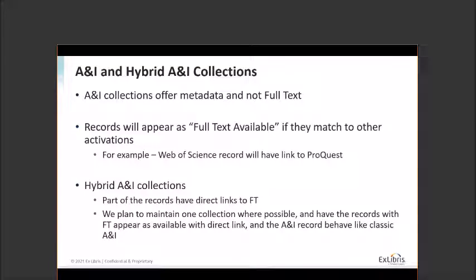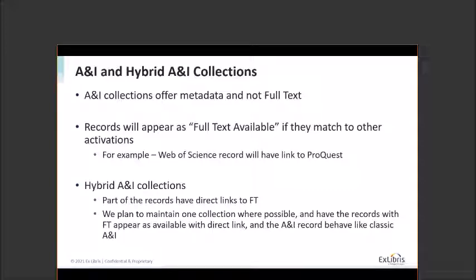In the last two or three minutes, I just want to talk a little bit about ANI. We covered most of it: ANI collections offer metadata and not full text, and they will appear as full text available only if they match other activations. We do see some cases of hybrid ANI collections. Let's take, for example, ERIC. ERIC is ANI, and they have a lot of content in their platform, but for some of the content they also have the full text on their platform.